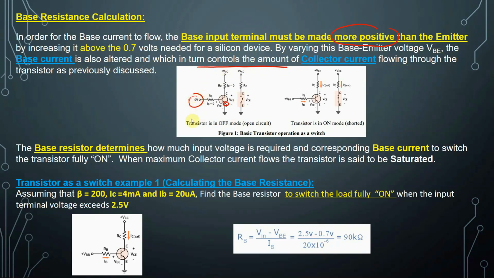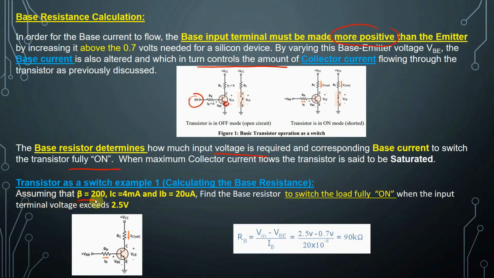As I discussed previously, the base resistor determines how much input voltage is required, and the corresponding base current, to switch the transistor fully on when the maximum collector current flows to the transistor. So, let us have an example of using a transistor as a switch.